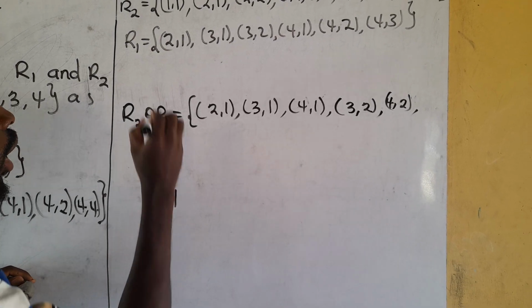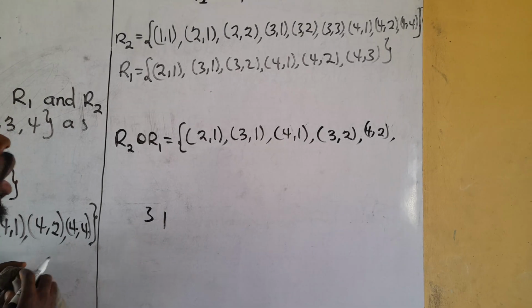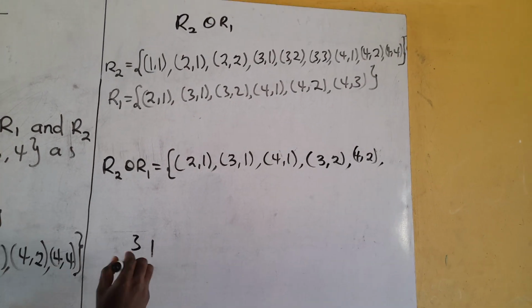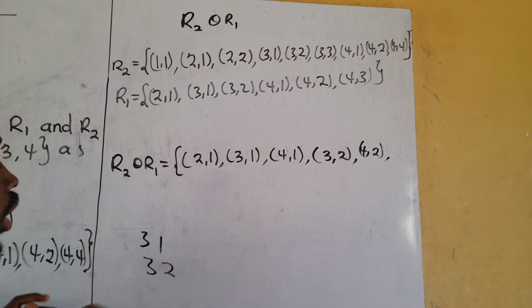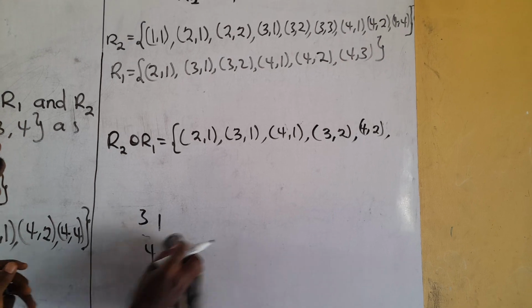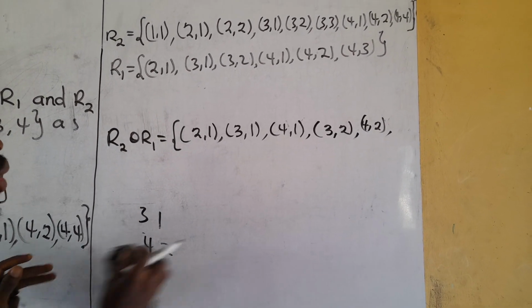3 1 against 2 1, there is no such corresponding. 3 1 against 3 1, there is no such corresponding. 3 1 against 3 2, there is no such corresponding. 3 1 against 4 1, there is no such corresponding. 3 1 against 4 2, there is no such corresponding.